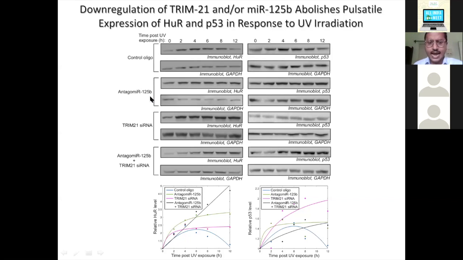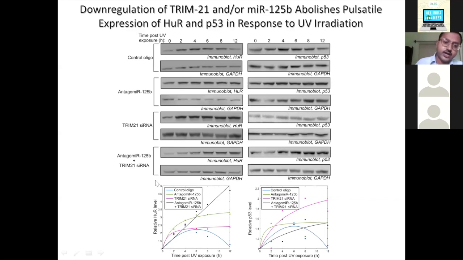Then we have used an antagomir to miR-125B. This is the inhibitor of the microRNA. And here now you can see that the P53 goes up and attains a plateau, and so does HUR. So that is what you will see, that the antagomir, which is the green line, causes both of them to go and attain a plateau, which is what we have seen in one of our modeling steps. We use TRIM21 siRNA. Again, we see that TRIM21 siRNA causes HUR to go and attain a plateau, because it causes degradation. If you now inhibit TRIM21, this will attain a plateau, and P53 goes higher.